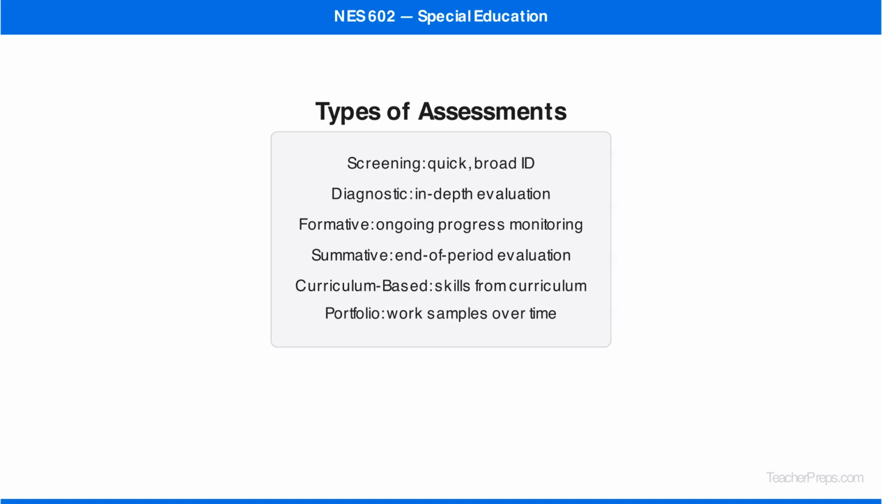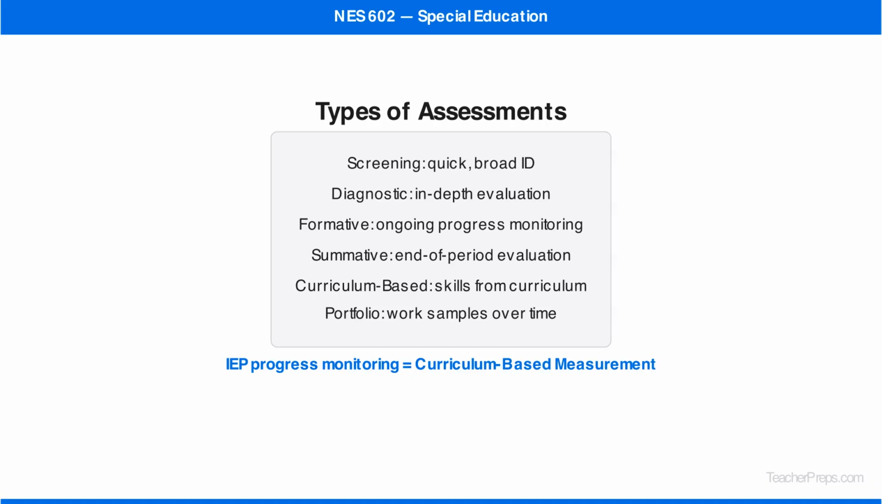Formative assessment is ongoing monitoring that guides instruction: curriculum-based measurement, exit tickets, daily observations. Summative assessment evaluates achievement at the end of a period, like state tests or unit finals. Curriculum-based assessment directly measures skills taught in the student's own curriculum, making it ideal for progress monitoring toward IEP goals. Portfolio assessment collects work samples showing growth over time.